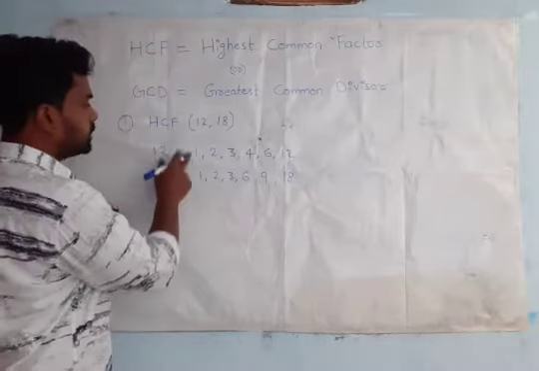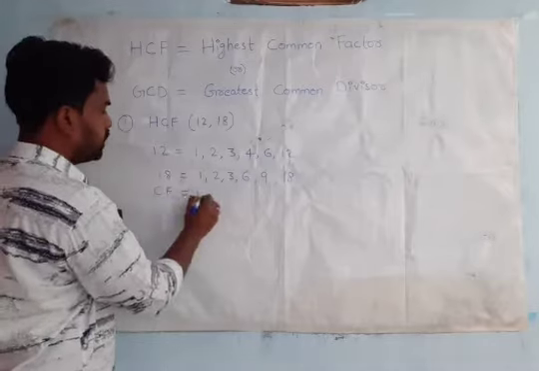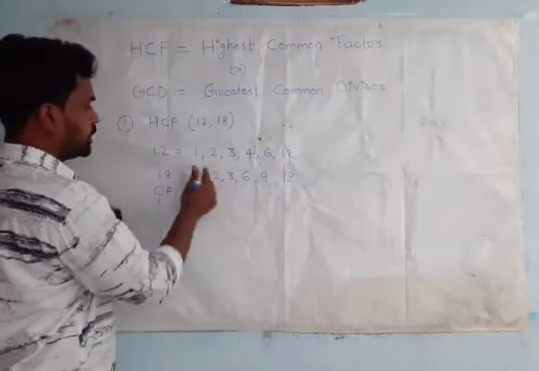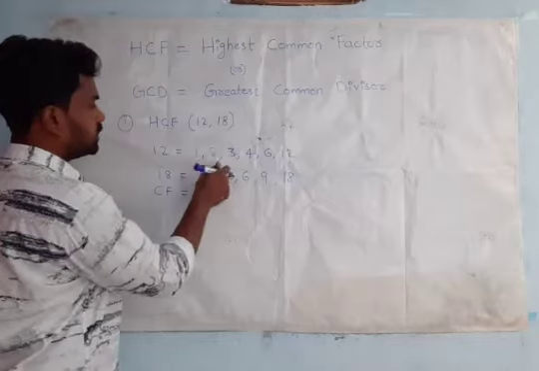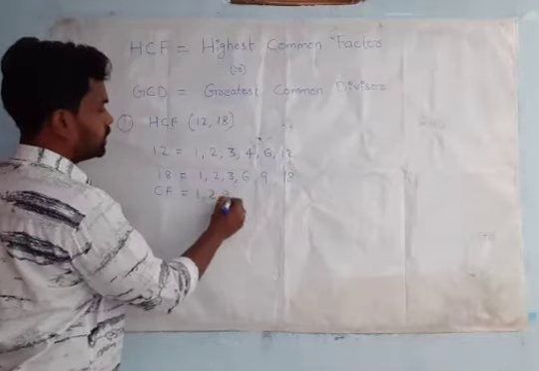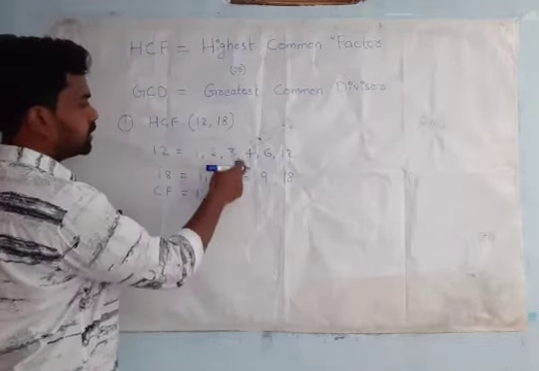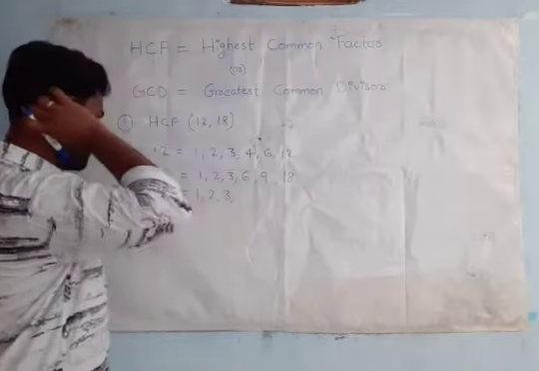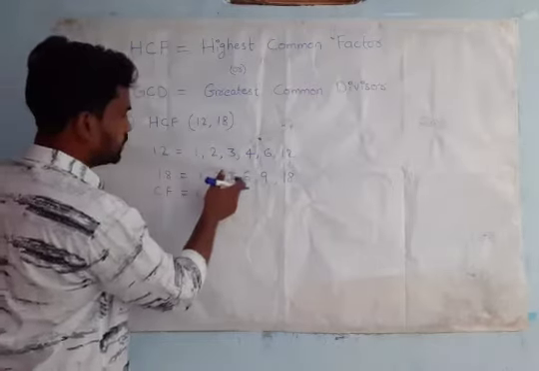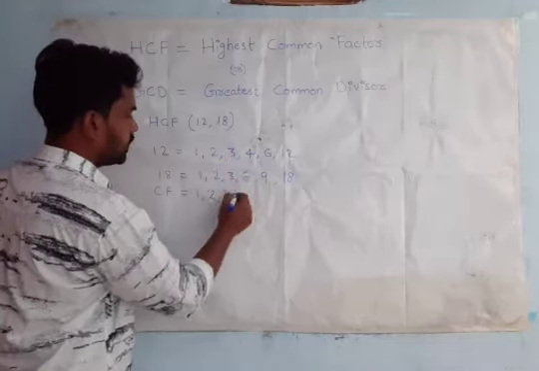See, the 1 is present in both the cases, so I am writing 1. Now 2 is present in both the cases, so I am writing 2. Next 3 is present in both the cases, so I am writing 3. Next 4 is not present in both cases, so I am leaving it. Now next, see the number 6 is present in both the cases, so I am writing 6.